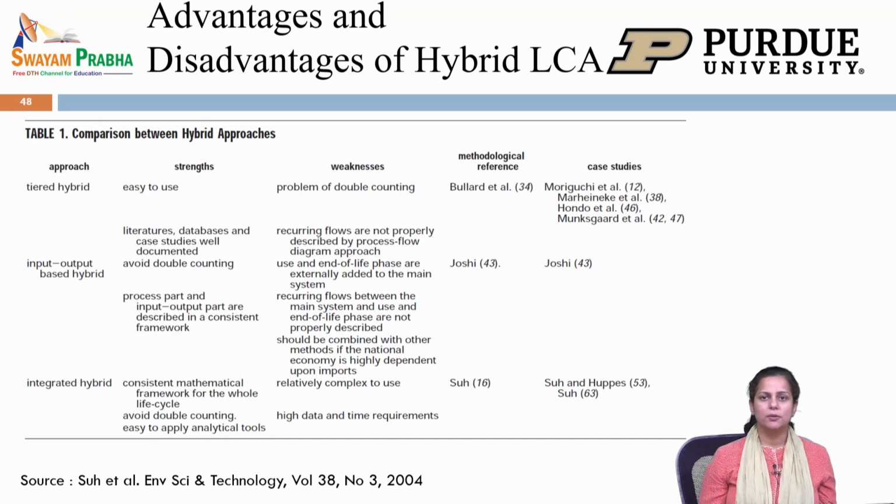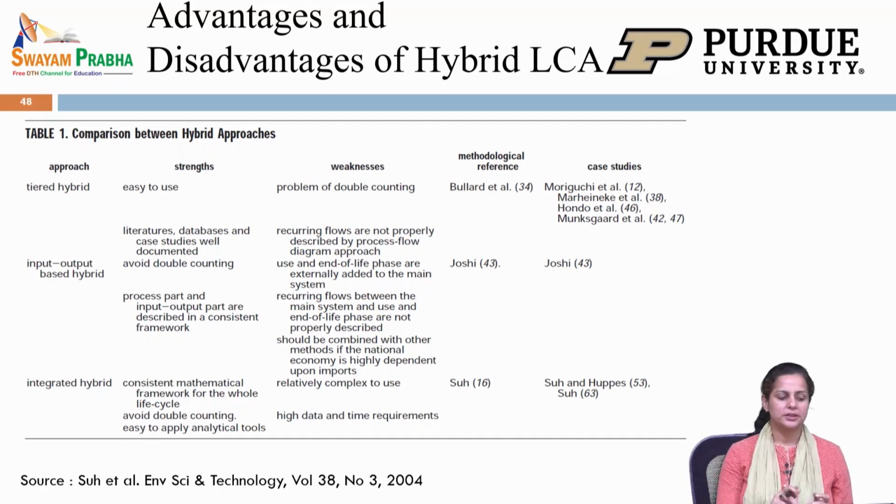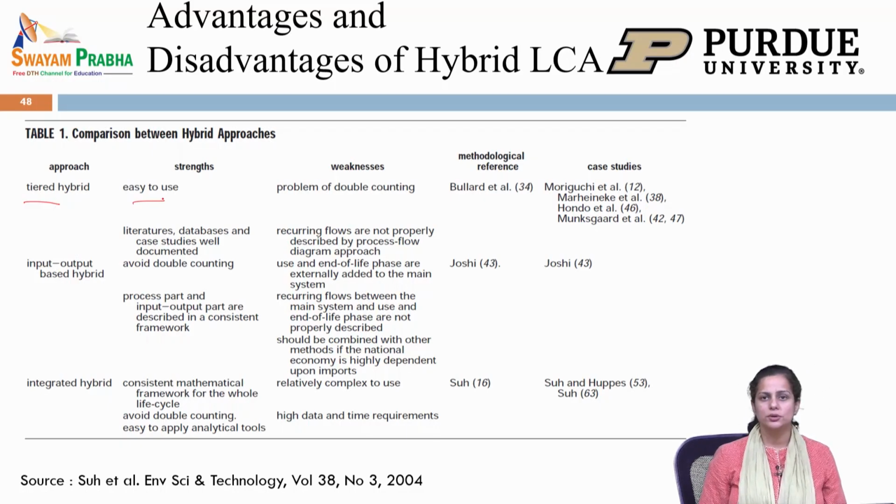So let's look at some of the advantages and disadvantages of hybrid LCA. So tiered hybrid LCA, we saw an example, and we'll do a quantitative example for it. It is really easy to use because all you need to do is do your process LCA, do your input output LCA, and then combine.